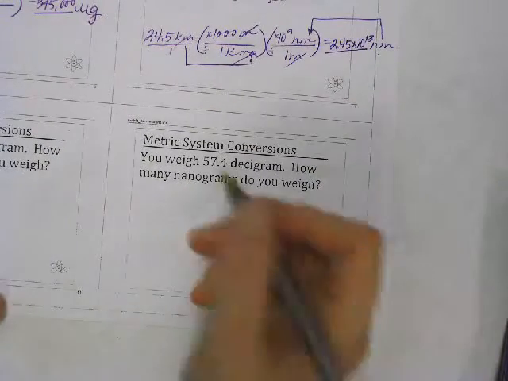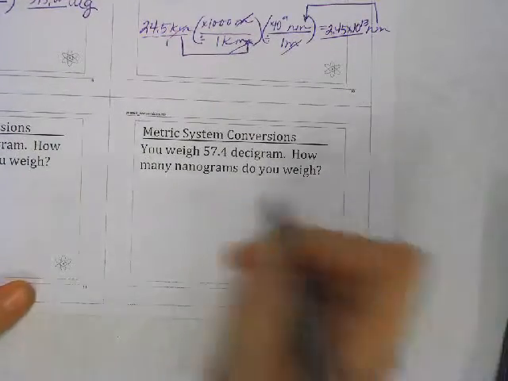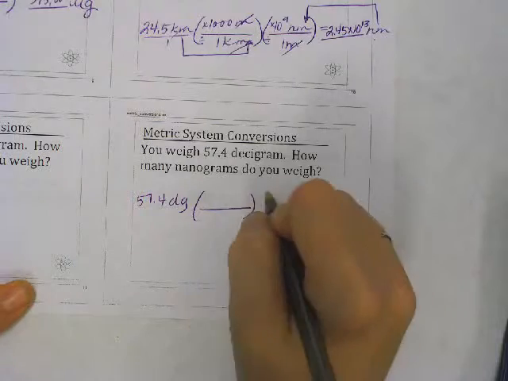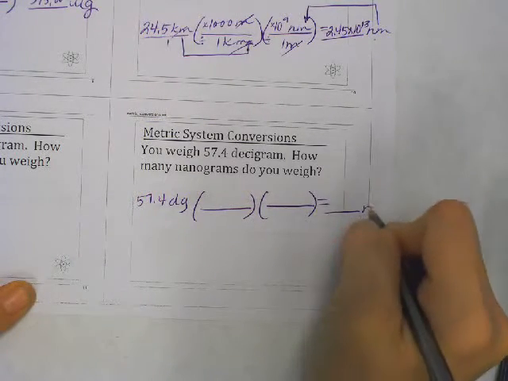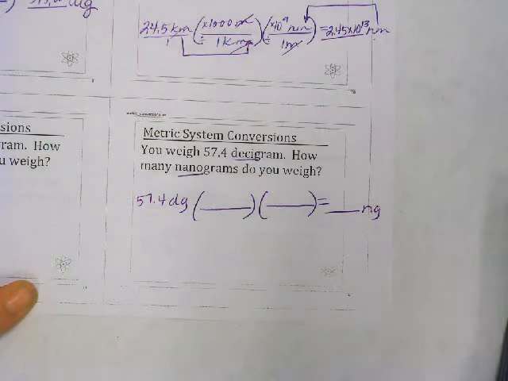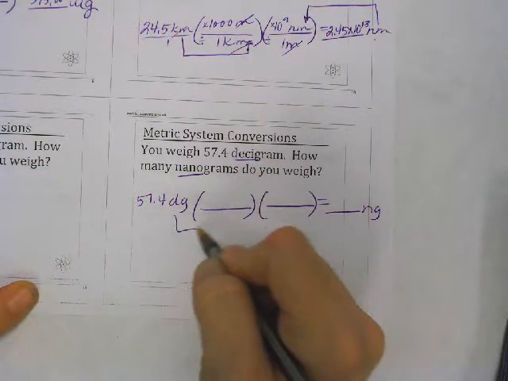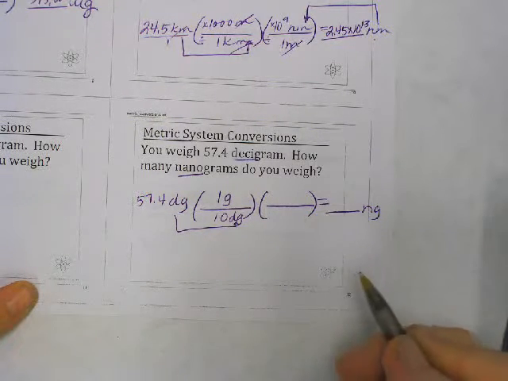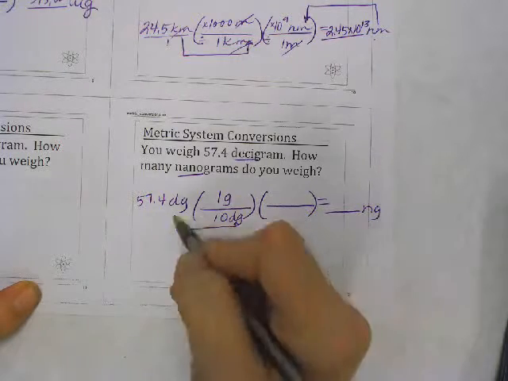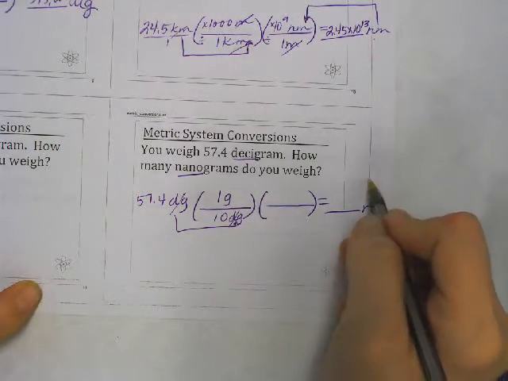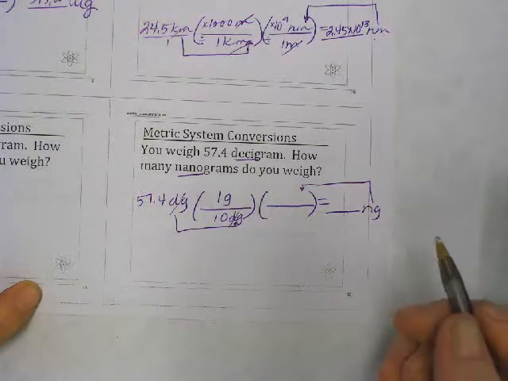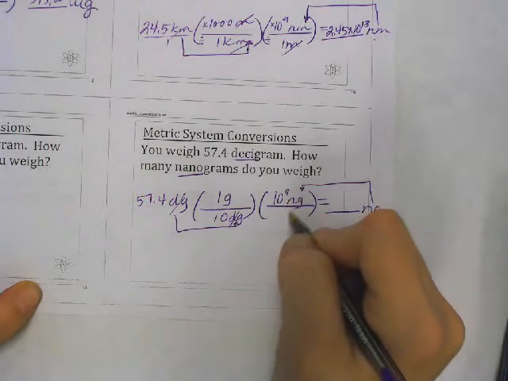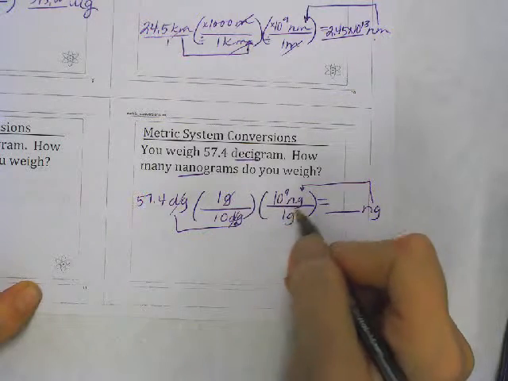So I'm going to work this one out kind of fast so that you guys can see. So I'm going to have 57.4 decigrams. It's two steps because I have two prefixes, deci and nano. The first conversion needs to cancel out decigrams. On my chart, 1 gram is 10 decigrams. The second conversion changes it into nanograms. That's the one I just did above. 10 to the 9th nanograms is 1 gram. That cancels out grams.